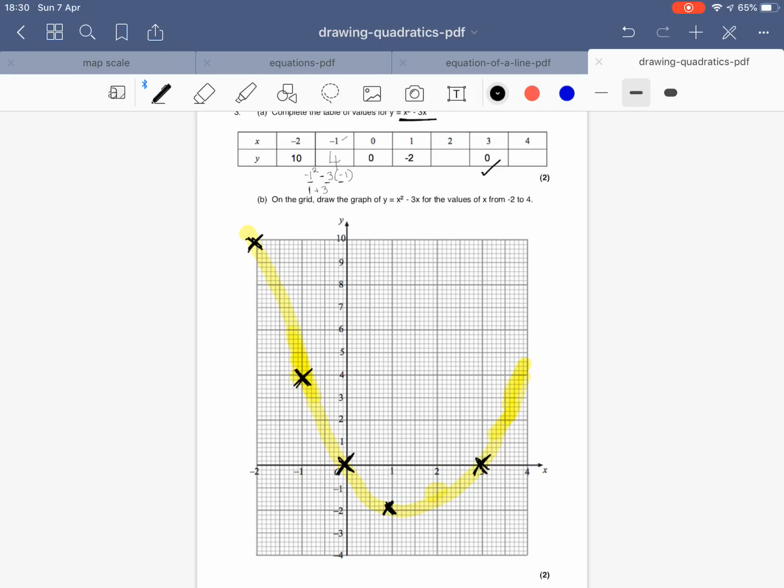Okay, so go across 1, up 4, so it's bang where you said it was going to be. If you come out with an answer that was 10, and that was all the way up there, that's clearly not correct. Okay, so go back and see if you've got mixed up with your minuses somewhere.